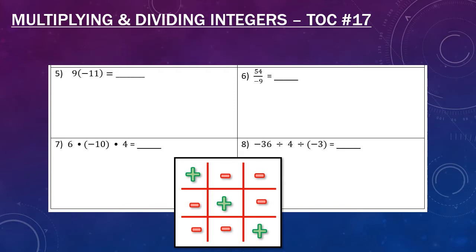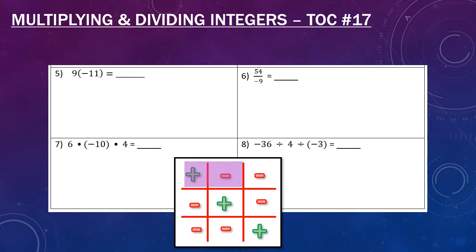Let's look at 5 through 8. 9 times a negative 11. That is not 9 minus 11, because if it was 9 minus 11, there would not be any parentheses. If there were parentheses like that, there's either going to be a subtraction sign or an addition sign in front of it if it's adding or subtracting. When the 9 is right up against the parentheses, that's multiplying. 9 times negative 11, so that's a positive times a negative.